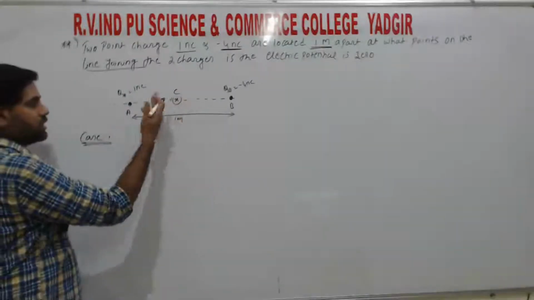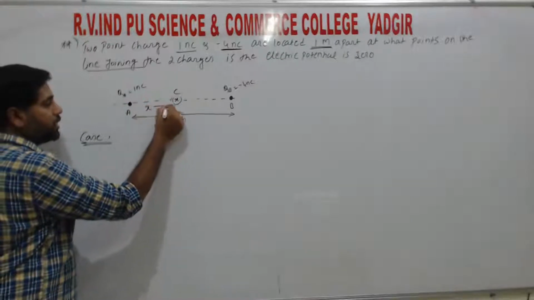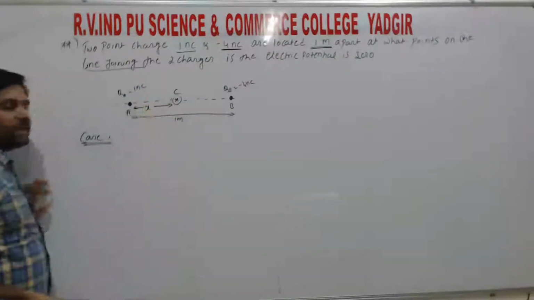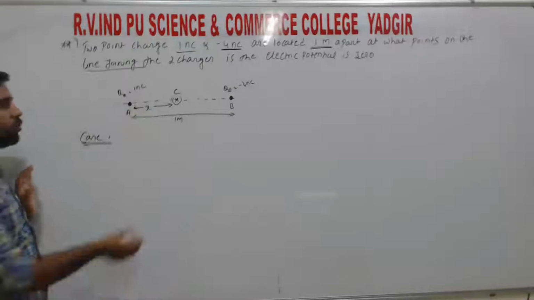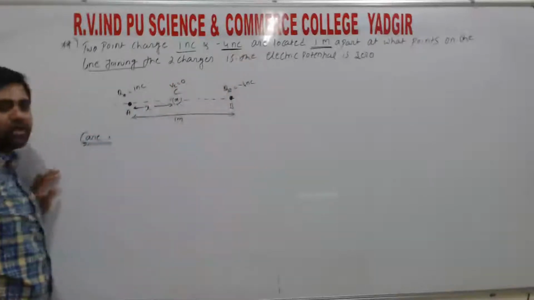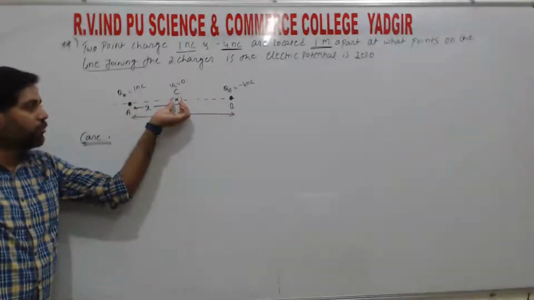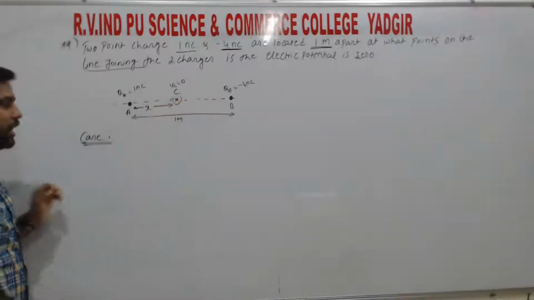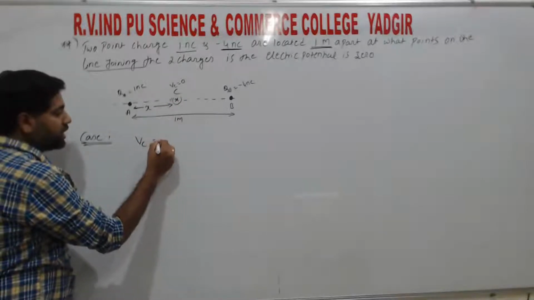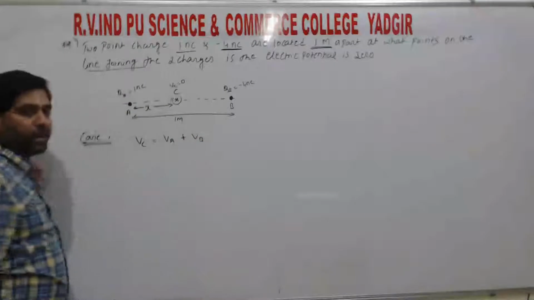So the distance is unknown to us. Considering point A as a reference, point C is at a distance x from A. So the potential at C, VC, is equal to 0. That is from the given condition. Again, by the system of two charges, we are going to find the potential at C. So the potential at C is equal to the potential due to A plus the potential due to B.